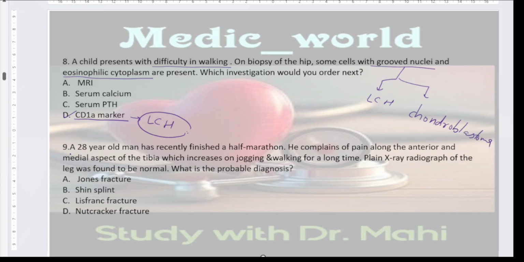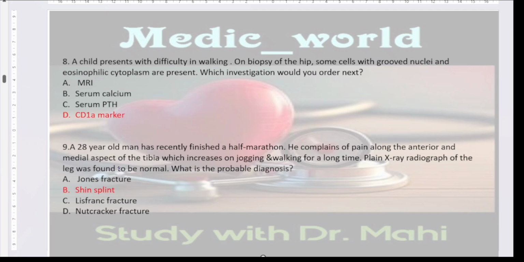Now the next question. A 28-year-old man has recently finished a half marathon. He complains of pain along the anterior and medial aspect of tibia, which increases on jogging and walking for a long time. Plain X-ray radiograph of the leg was found to be normal. What is the probable diagnosis? As per the clinical scenario given, we can diagnose this case as shin splint.